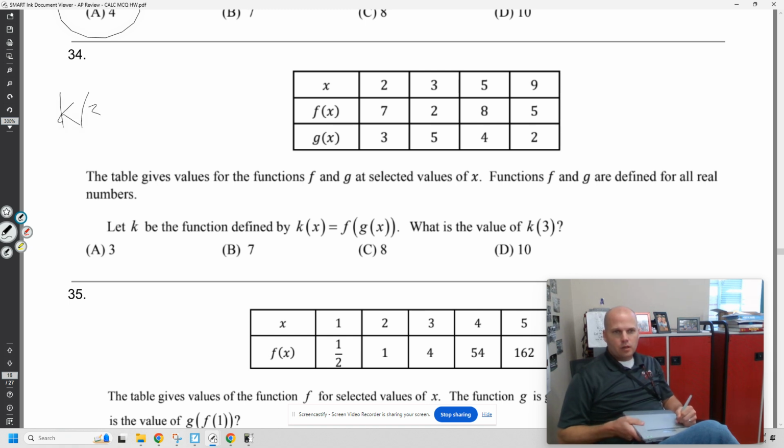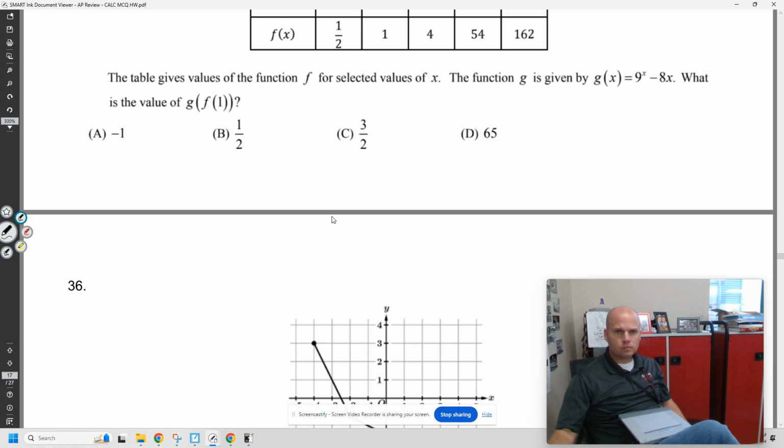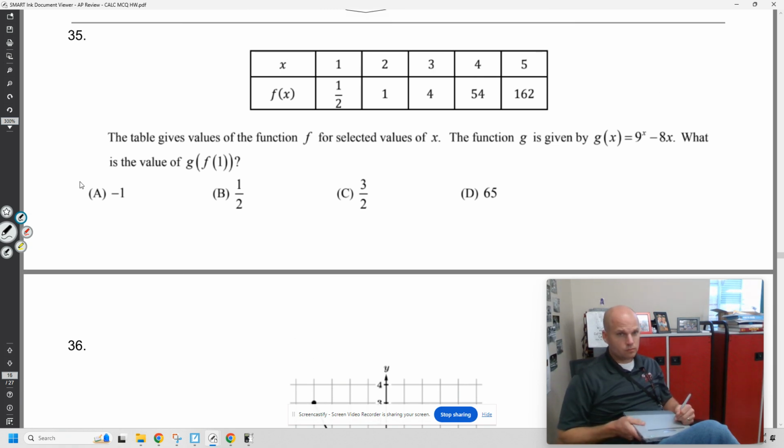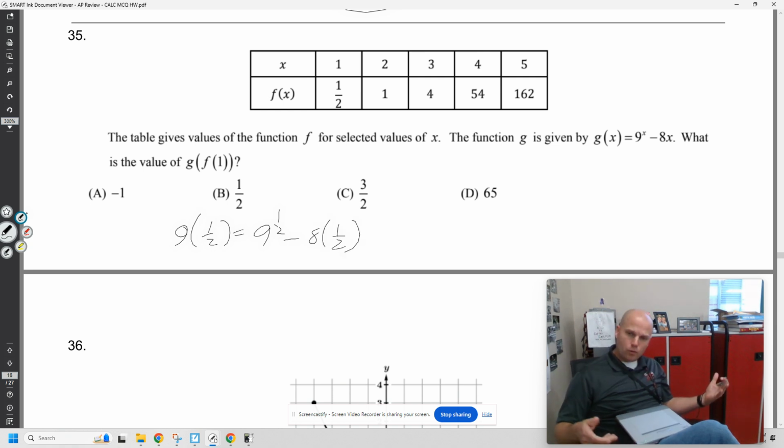K of 3 equals F of G of 3. G of 3 is 5. F of 5 is 8. F of 1 is a half. G of a half is 9 to the 1 half minus 8 times a half. What's 9 to the 1 half? Well, you have your calculator. No, don't use it. 3. A half power is a square root. You should know that. 3 minus 4 is 9.